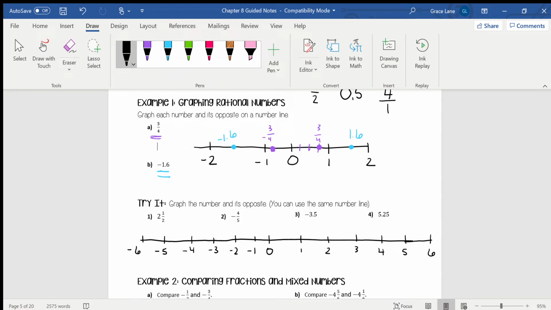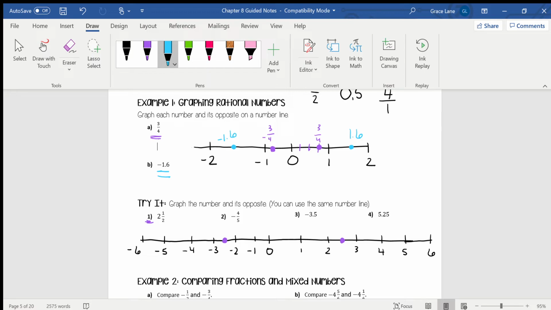So number 1, we're graphing each number and its opposite. I'm going to first graph in purple 2.5. So 2.5 is an easy positive number. It's right in between 2 and 3. Its opposite then is going to be like a mirror on the other side of 0. It's going to be right in between -2 and -3. That would be -2 and 1/2.